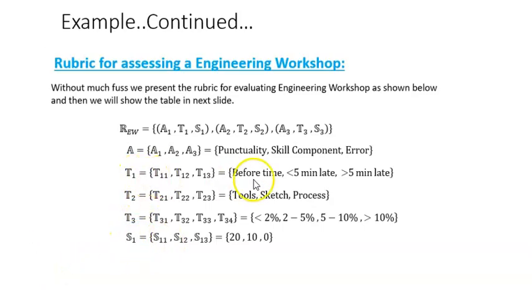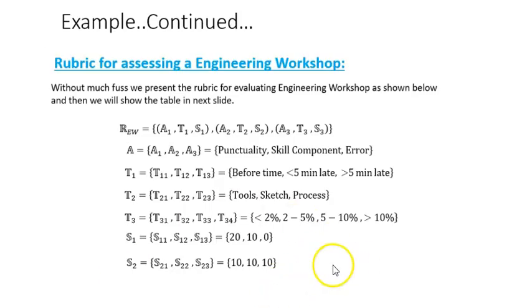Correspondingly, we have the scores 20, 10 and 0. That is, if the error is greater than 10, it is 0. Let me back up a little bit and take back my word. This S1 is the set of scores corresponding to T1. Before time, 20 points; less than 5 minutes late, 10 points; greater than 5 minutes late, 0 points.